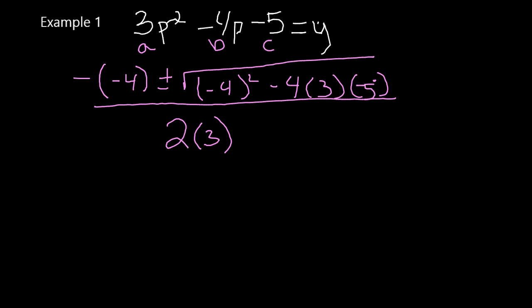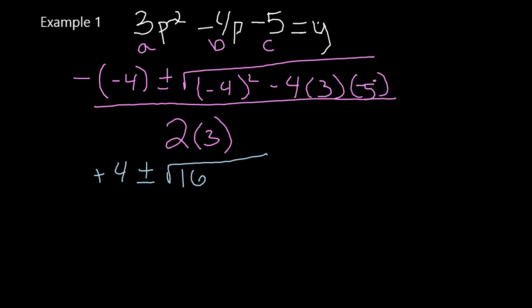So I'm first going to look at this negative 4. A negative times a negative becomes a positive, and 4 times 1 is 4, plus or minus the square root. So looking in my square root sign, we have negative 4 squared. So negative 4 times negative 4 is a positive 16.